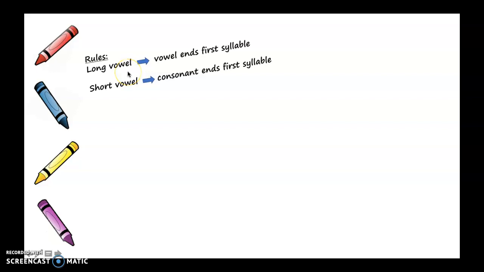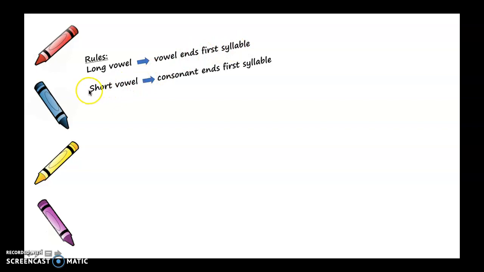Remember, if you have a long vowel, such as vowels that say their name, like A, E, I, O, and U, in a word, the vowel is going to end the first syllable. That means after the vowel, you are going to put a line or chunk the word after that long vowel.